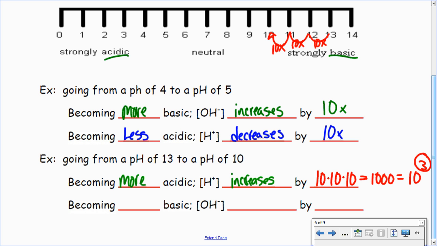And the cubed part comes from the number of steps. If you went 4 steps, that'd be a fourth. 5 steps, you'd be the fifth. You multiply by 10 each time you go.